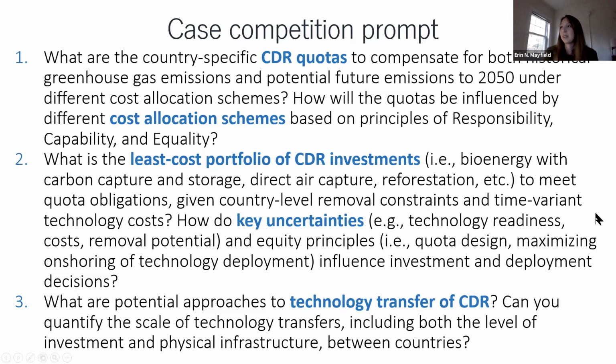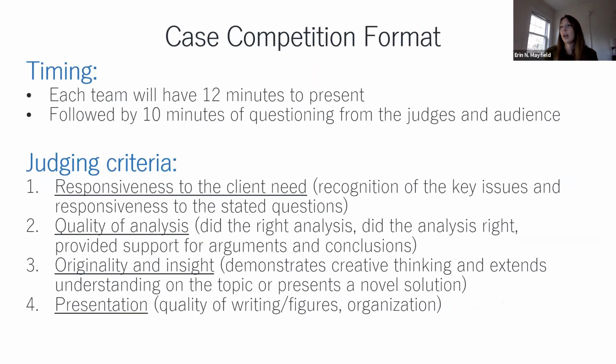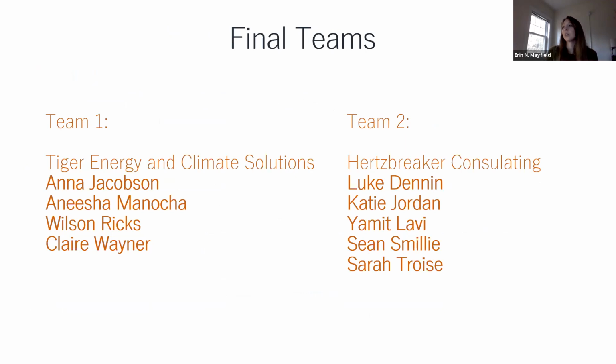With the format of this case competition, the timing, each team will have 12 minutes to present, followed by 10 minutes of questioning from the judges and then the audience, if time allows. And the main judging criteria are responsiveness to the client need, quality of analysis, originality and insight, and the presentation. So we have 2 teams, one from Carnegie Mellon, which will present first, and the second from Princeton University, which will present second. And so with that, I'll turn it over to the first team to share.